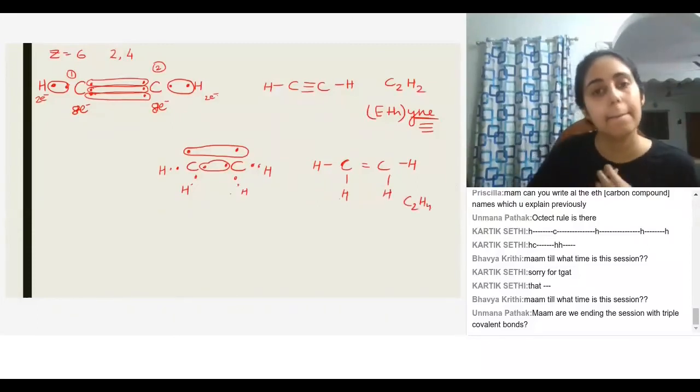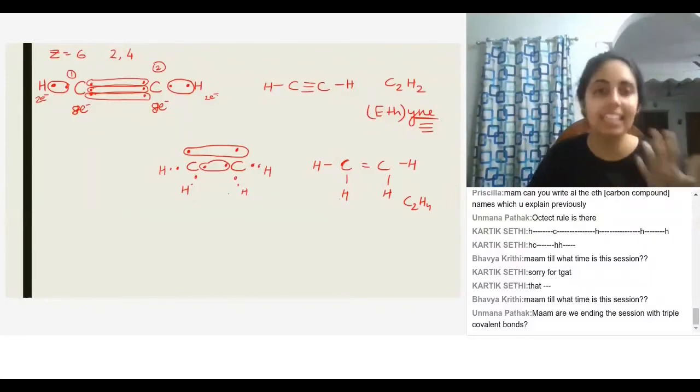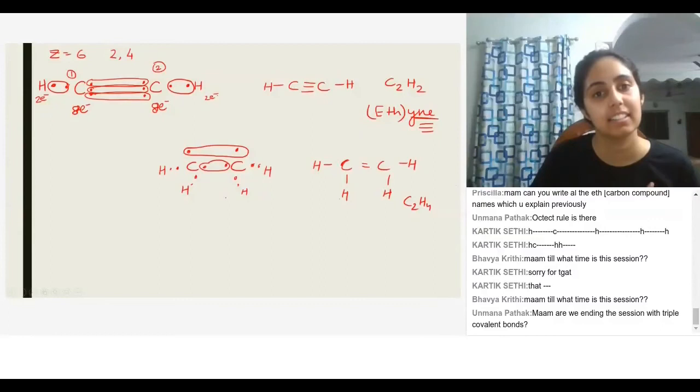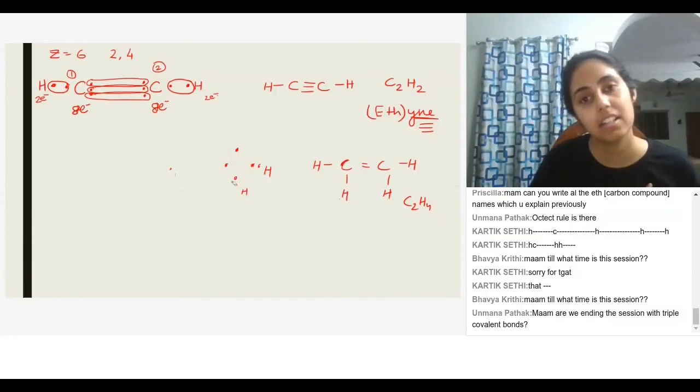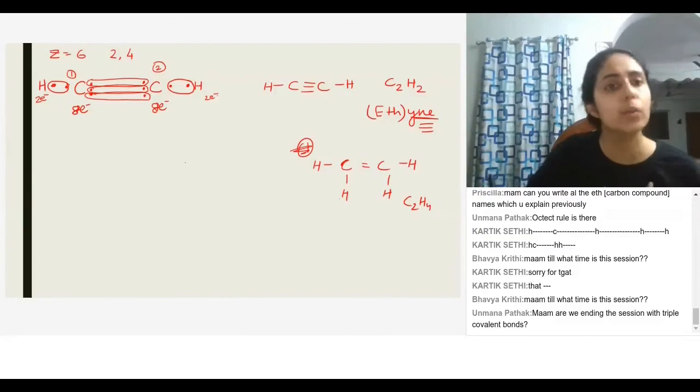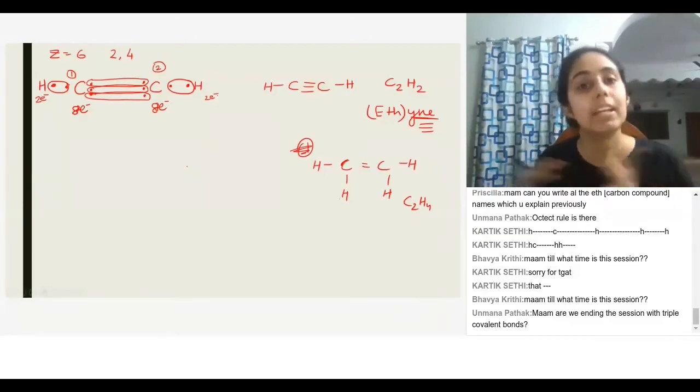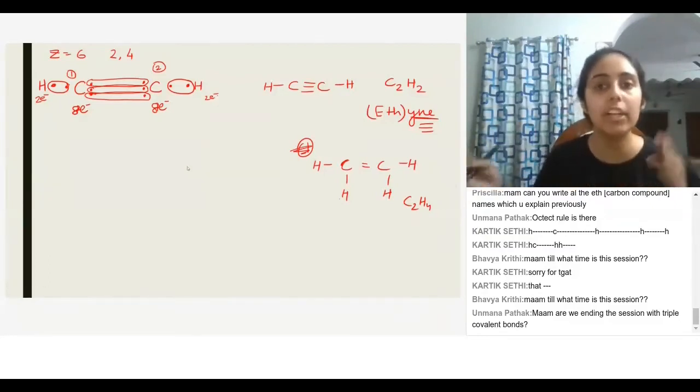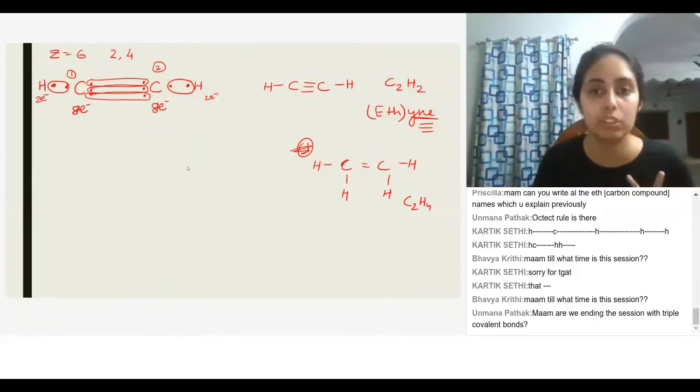Now I understood. In double covalent bonds, you can only make 2 bonds, and in triple, you can make 3. Exactly, yes. Ma'am, in the example you just drew, can we make one more? Yeah, you can make one more, but then that will be a different structure. So triple covalent bond and double covalent bond are different compounds. Okay, ma'am. All right.